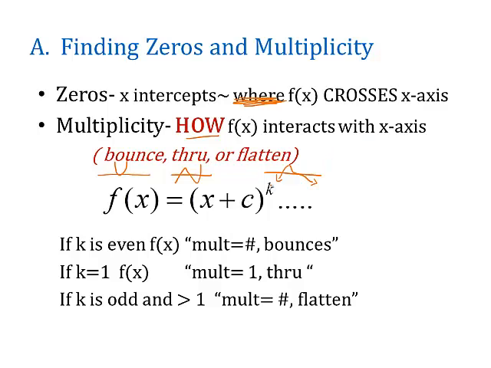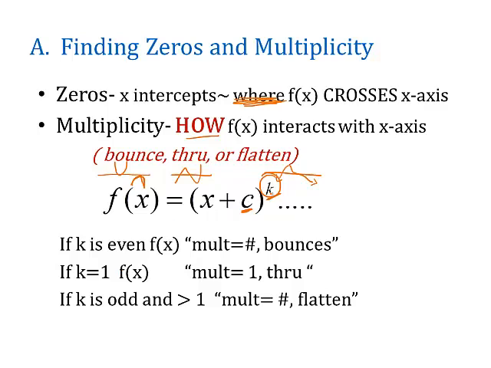So we're going to learn that from our equation. Let's pretend I have this equation here, x plus c to the k power. That's some equation that's been factored out, and it doesn't matter what c is. What matters here is this number out here. Whatever power is on that factor will determine how the graph interacts with the x-axis. If k is even, if that value is a 2, 4, 6, 8, 10, that tells me that at this x value, the graph is going to bounce. It could bounce up or it could bounce down, but it's going to bounce. It's not going to actually cross the x-axis.